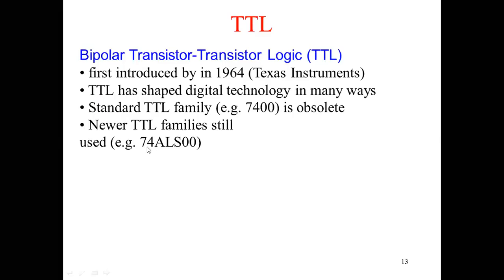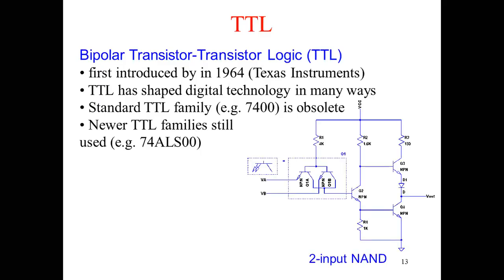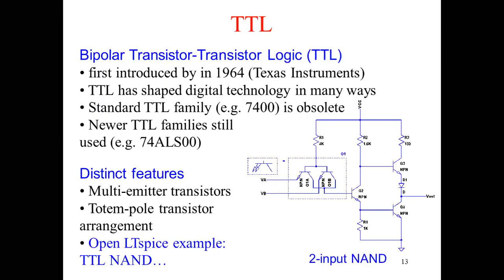So whichever family uses the 74 start, that means you are using the TTL logic family. A stands for advanced low power Schottky. 00 will decide whichever gate it is, so the first two digits decide the logic family. So this is a type of 2 input NAND gate. You need not bother about the circuit. The distinct features of the TTL family: multi-emitter transistor, totem-pole transistor arrangement. Open LTspice example is the TTL NAND gate. So the basic gate is your NAND gate.